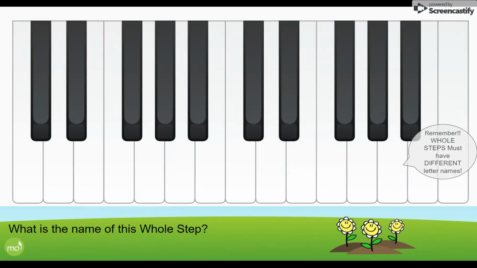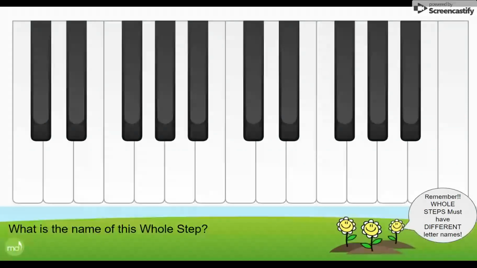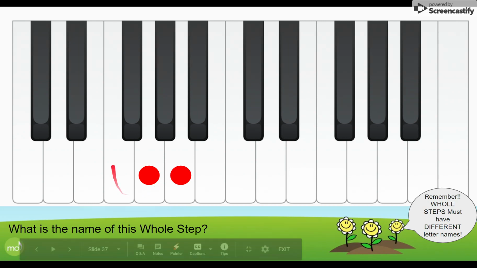What is the name of this whole step? Remember, whole steps must have neighboring or different letter names. Let's see which one we have in store for us here. A G and an A. What do you know? Those are whole steps. How do we know? We have this key right here in between them, this black key.